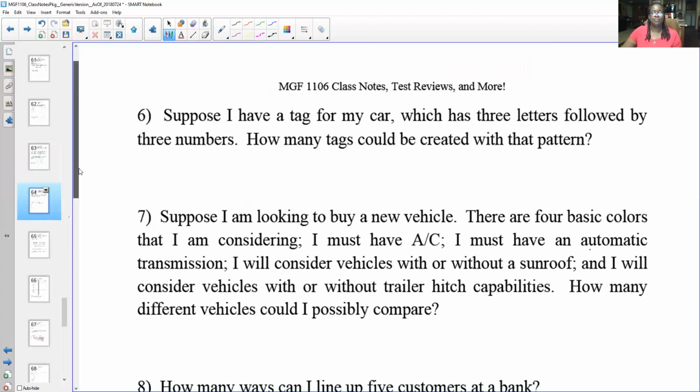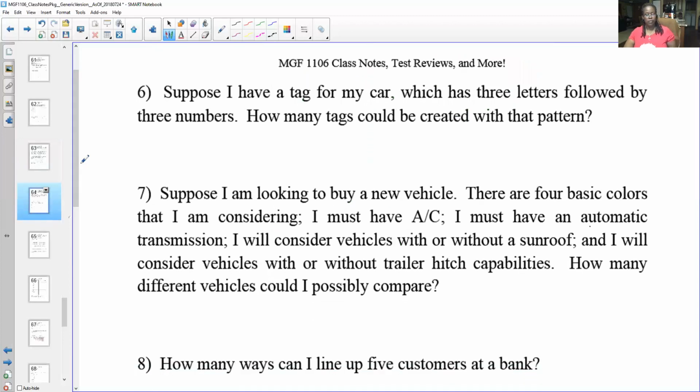Let's look at number 6. All right, it says, suppose I have a tag for my car, which has 3 letters followed by 3 numbers. Right there, they're telling you what your structure is. How many tags could be created with that pattern? Let's draw out the pattern. Here's my structure. All right, let's see.